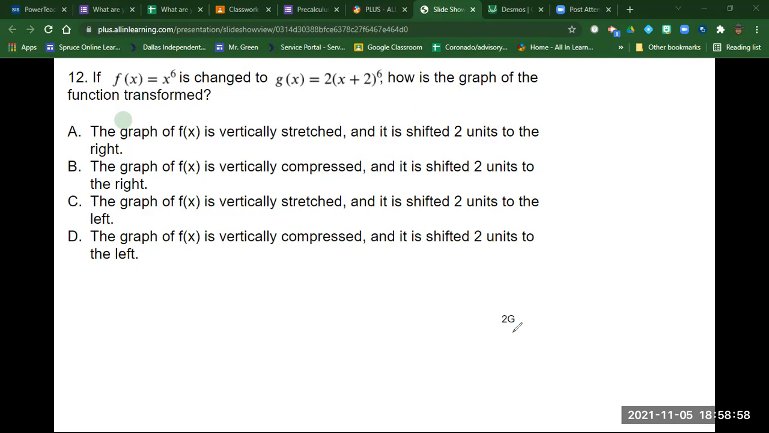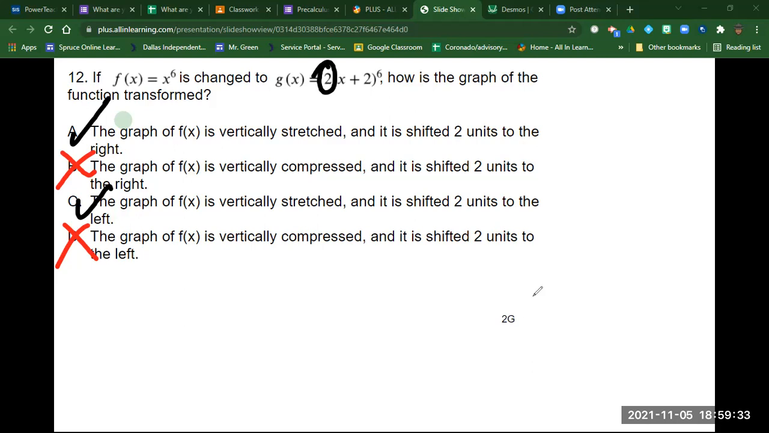Okay, this is our a value up front. That is a vertical stretch. So we got a vertical stretch by 2. So which one of these are vertical stretches? A and C. All right, so we can get rid of B and D, we don't want it. So not this, not that. And then we're looking for to the left twice. This needs to be shifted 2 units to the left. So which one is shifted 2 units to the left?